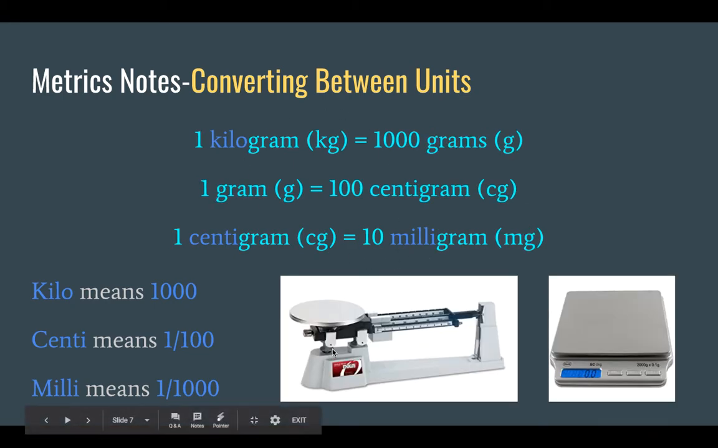Same thing goes for measuring mass. 1 kilogram is 1,000 grams. 1 gram is 100 centigrams. Centigram, 10 milligrams.